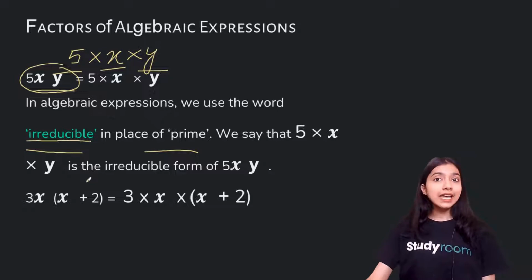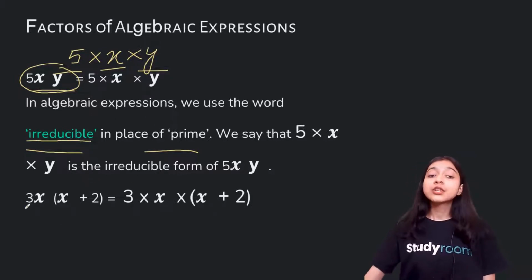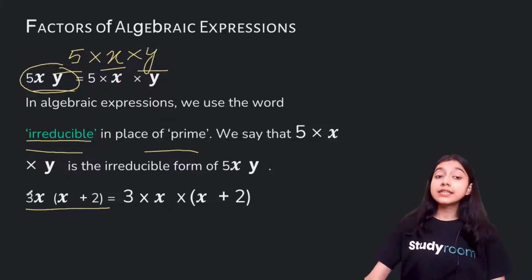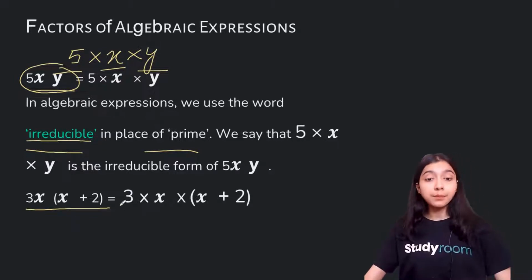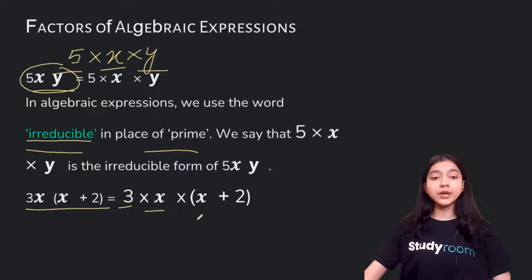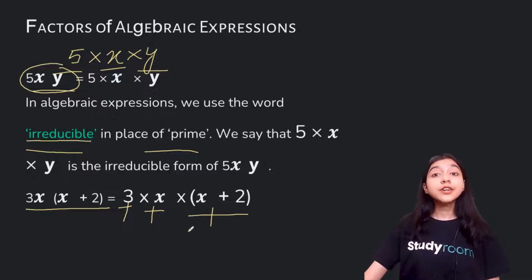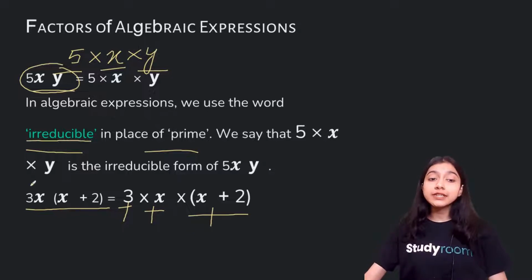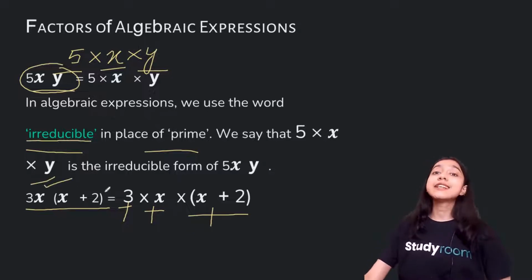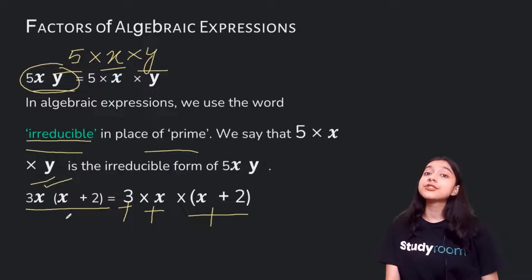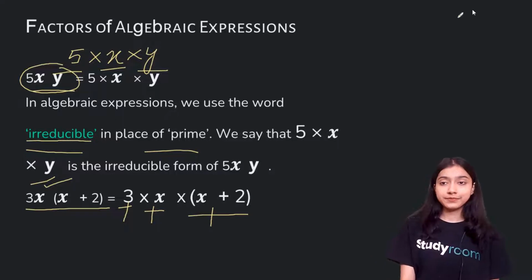Now, let us take another algebraic expression that is 3x multiplied with (x + 2). Now, over here, this can be represented as 3 multiplied with x multiplied with (x + 2). So, we can say that 3, x and (x + 2) are the irreducible factors of this given algebraic expression. So, this algebraic expression has been represented as a product of its irreducible factors.